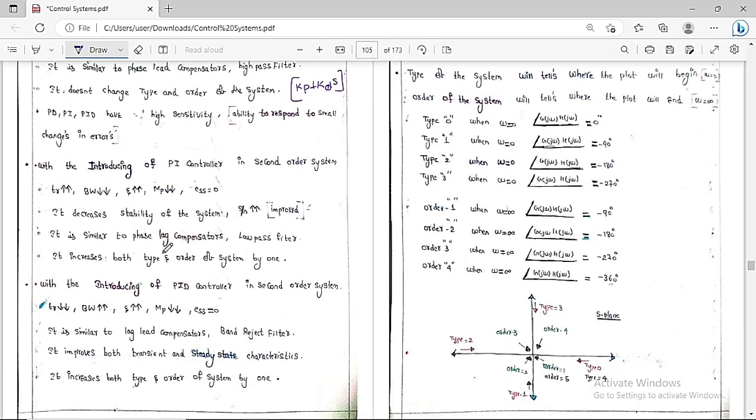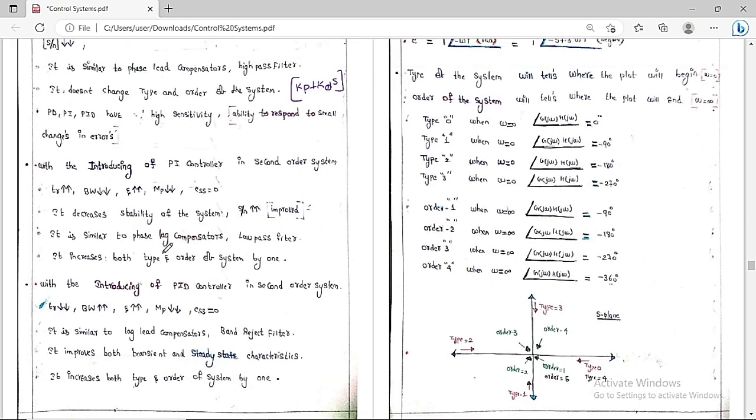Now let's go with the introduction of the PI controller in a second order system. Suppose I introduce the PI controller in a second order system, then what are the effects that we are going to get here? PI controller means it is basically a phase lag compensator. It is going to improve the steady state response.